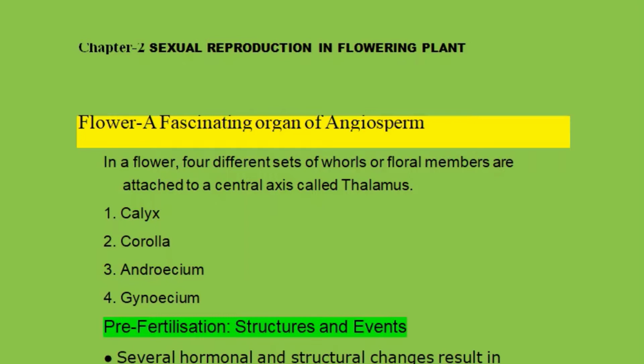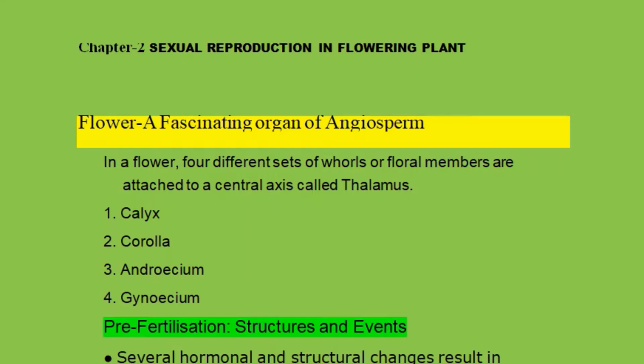Hello everyone. Yes, chapter 2, class 12, biology. It comes under the reproduction unit. So the name of the chapter is sexual reproduction in flowering plants. Today we will start our second chapter, that is sexual reproduction in flowering plants.